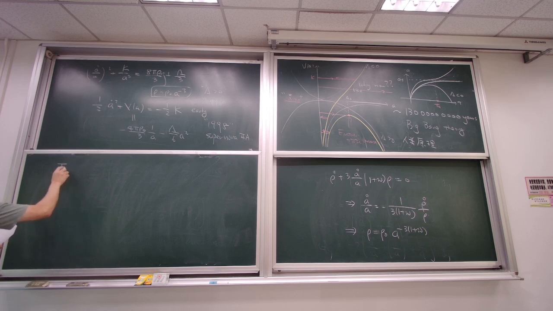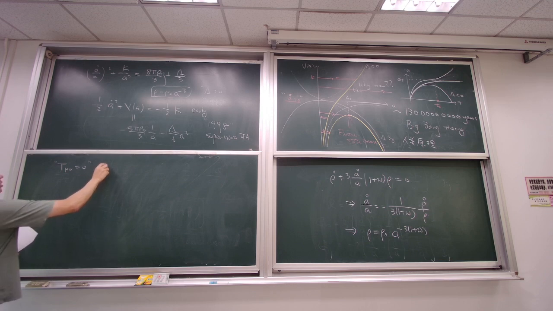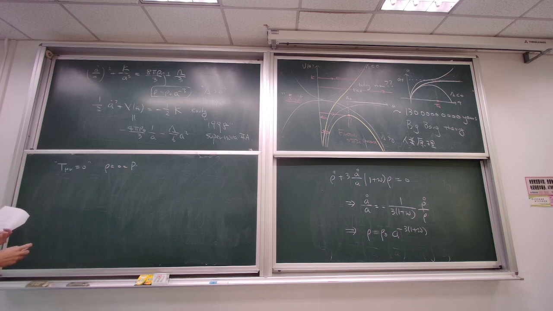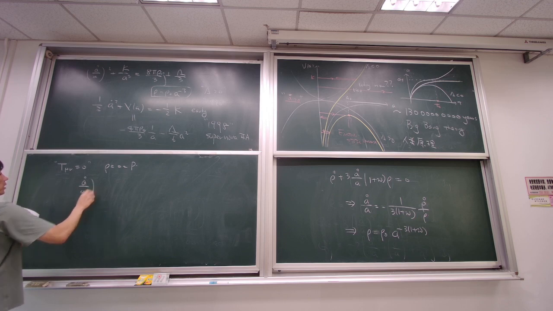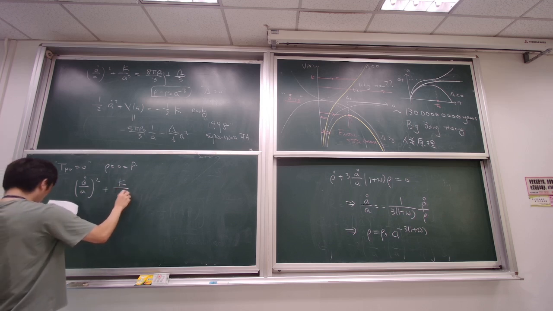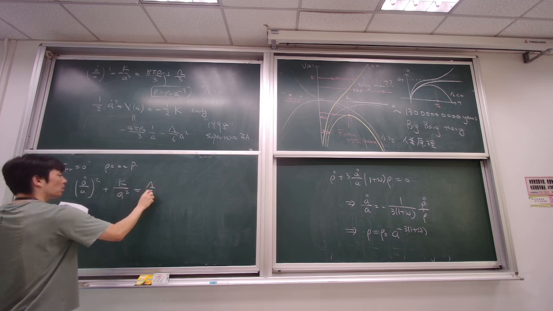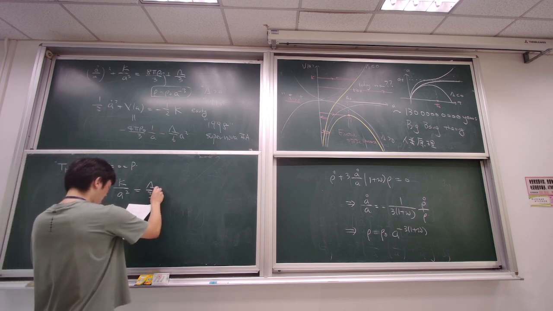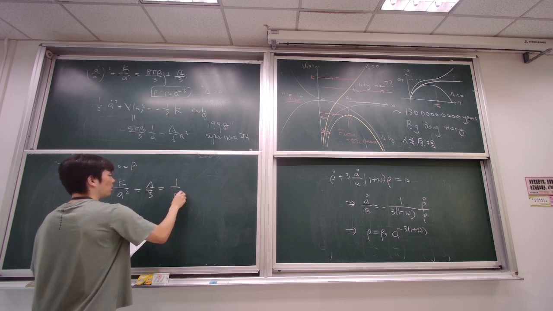So suppose T min equals 0, which means rho is equal to 0, equal to P. And look at the Einstein equation over there. So this one becomes like this. Okay. Lambda equals 3, which I call 1 over L squared, like this.